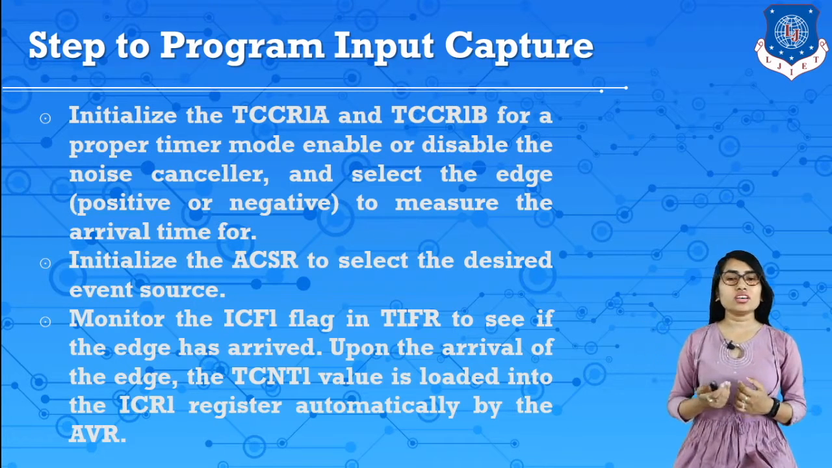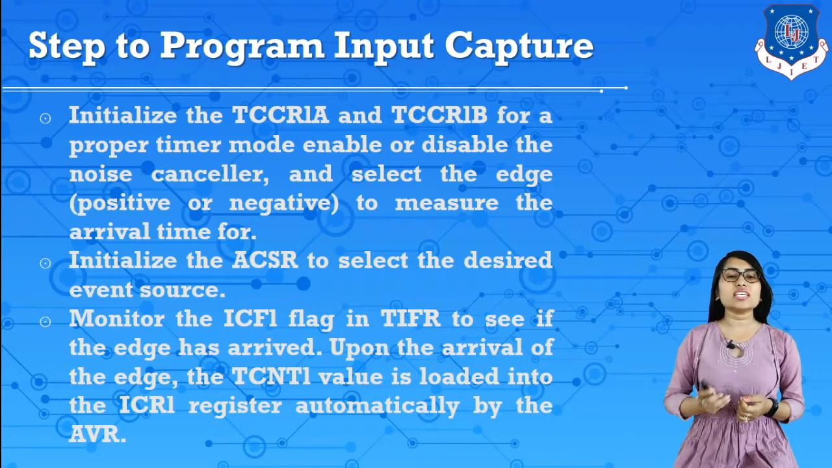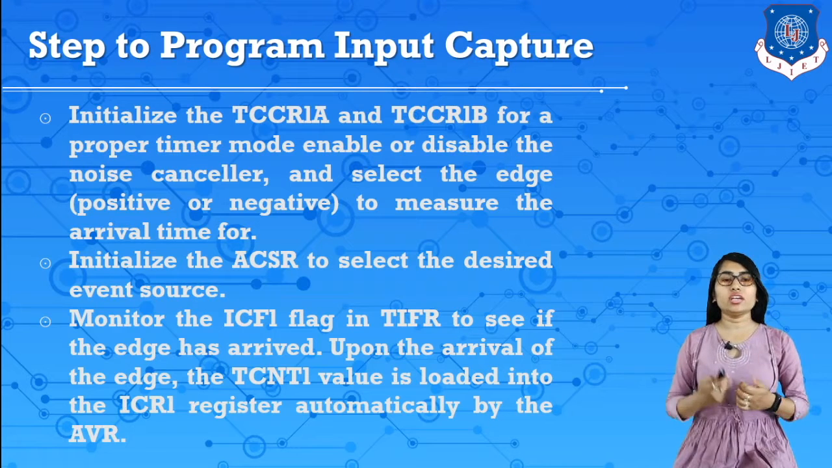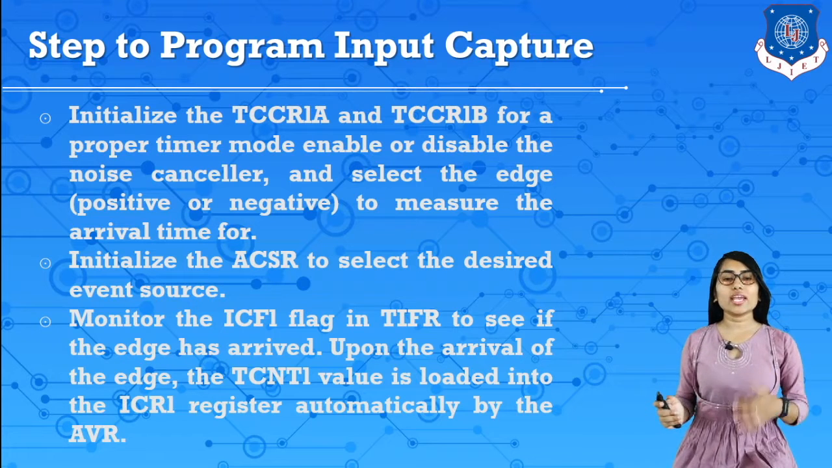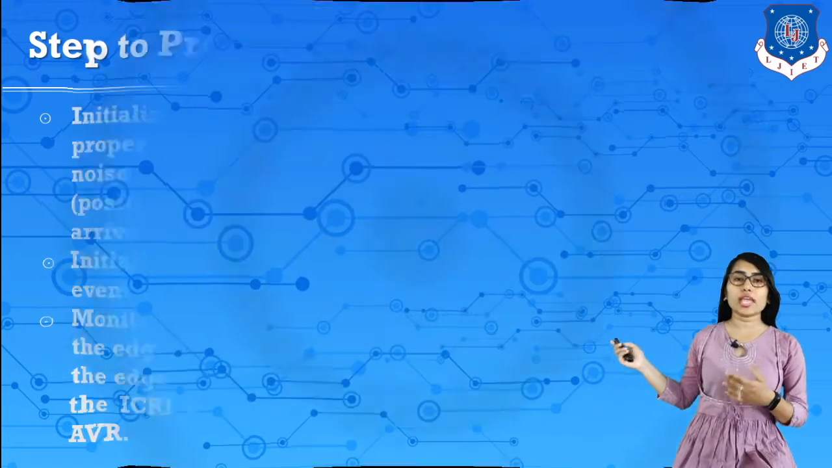Now monitor the ICF flag in TIFR to see if the edge has arrived or not. Upon the arrival of the edge, the TCNT1 value is loaded into the ICR1 register automatically by the AVR. So whatever value is in TCNT1 is loaded into ICR1 automatically by the AVR to provide the input capture function.